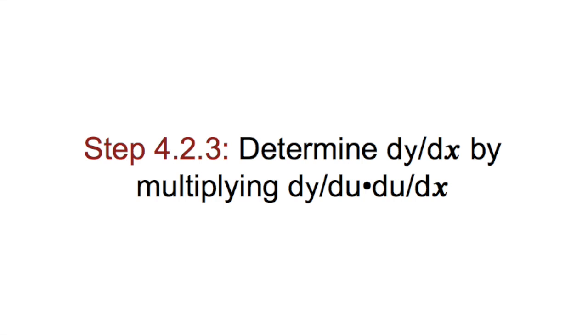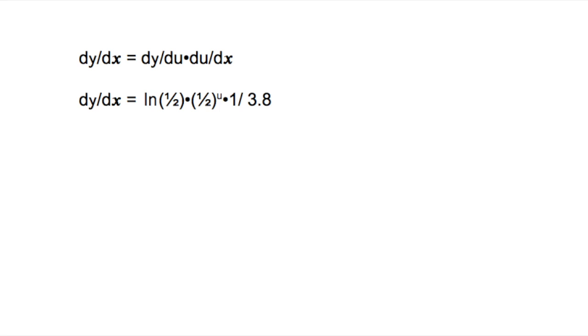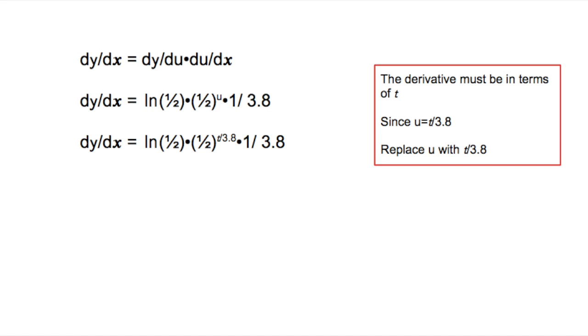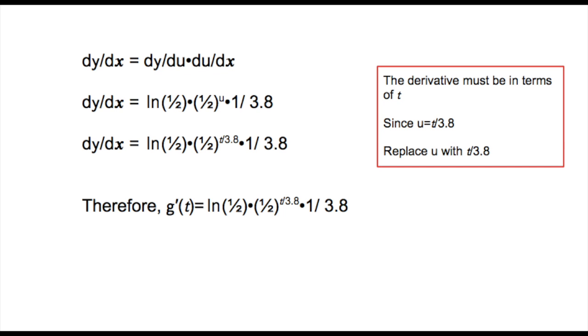Step 4.2.3. Determine dy over dx by multiplying dy over du by du over dx. dy over dx equals dy over du times du over dx. Then dy over dx equals ln 1 over 2 times 1 over 2 to the power of u times 1 over 3.8. However, the derivative must be in terms of t, since u equals t over 3.8, replace u with t over 3.8. Therefore, g prime at t equals ln 1 over 2 times 1 over 2 to the power of t over 3.8 times 1 over 3.8.